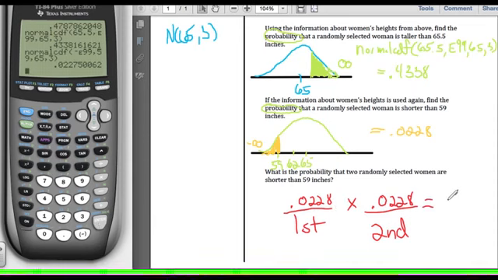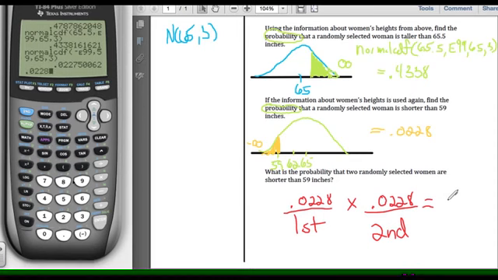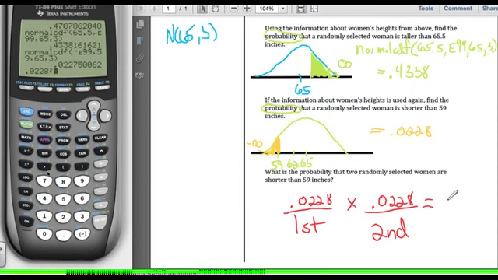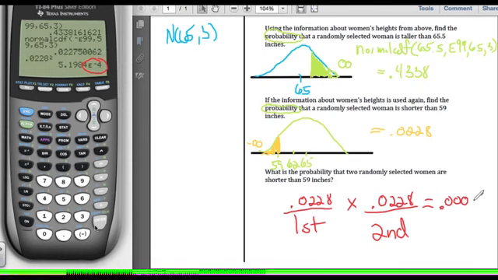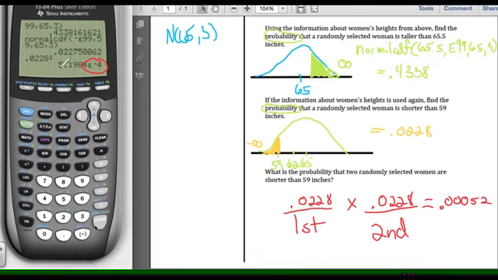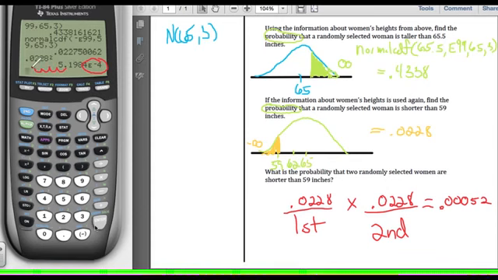So I can just multiply that out, 0.0228 times 0.0228. I'll just square it. And it's not 5.1984. We've got that scientific notation. It's 0.00052. You would move this decimal 4 places to the left. So 1, 2, 3, 4, and that's why I have 3 zeros there.